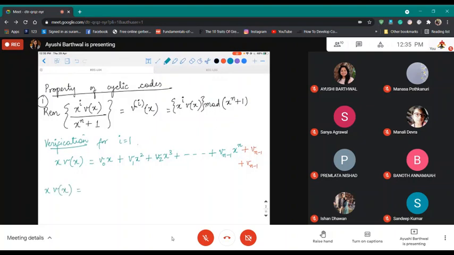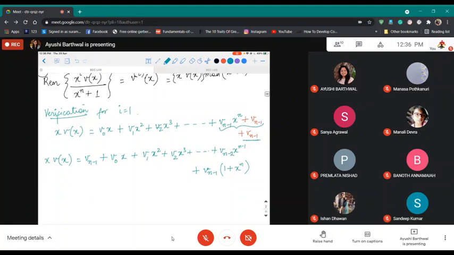x V(x), if I rewrite this value, I write it as Vn minus 1, V0 x, V1 x square, V2 x cube, plus Vn minus 2, x^(n minus 1), and there will be a term Vn minus 1. I'll be taking the common term Vn minus 1 and then the brackets will give 1 plus x raised to the power n.